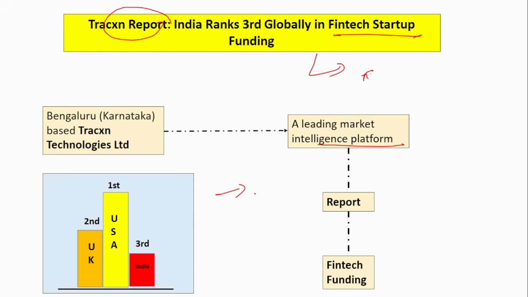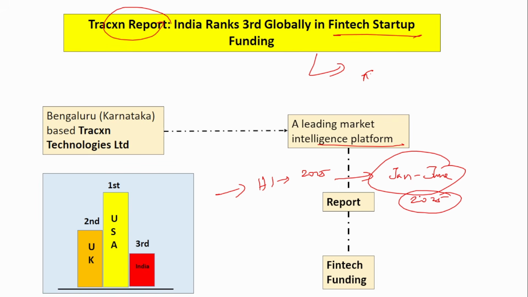This tenure of funding is considered as H1 of 2025, that is the first half of 2025, from January to June. In this tenure from January to June 2025, which country had received the maximum funding under the fintech startup category?